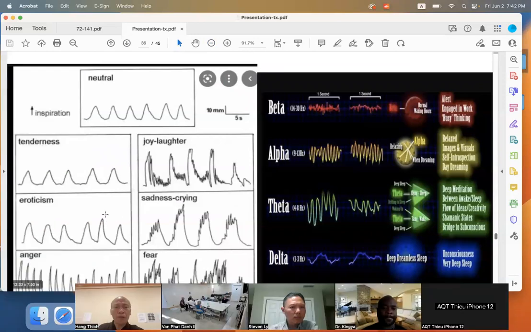You see, this is joy, laughter, sadness, crying. This is the breath following our emotion, and this breath follows our state of mind. Beta is our state of mind now, a lot of junk, a lot of jumping up and down. Alpha is slowing down. Theta is a state of deep meditation. And delta is deep dreamless sleep or unconscious, or even deep meditation. So that is our state of mind.